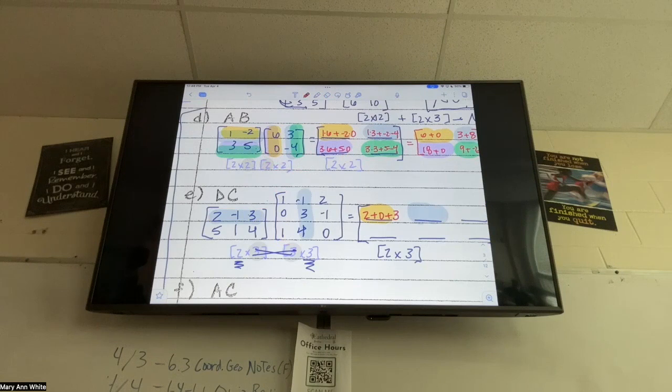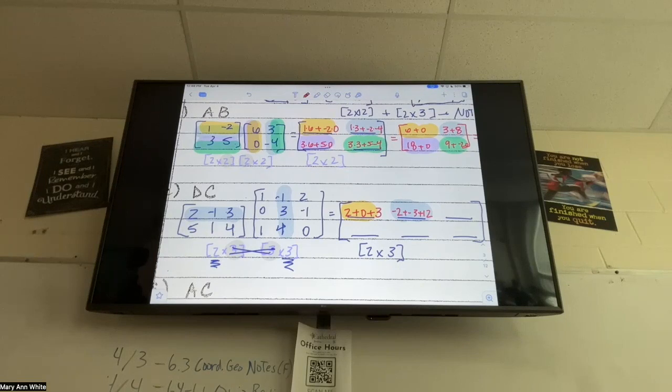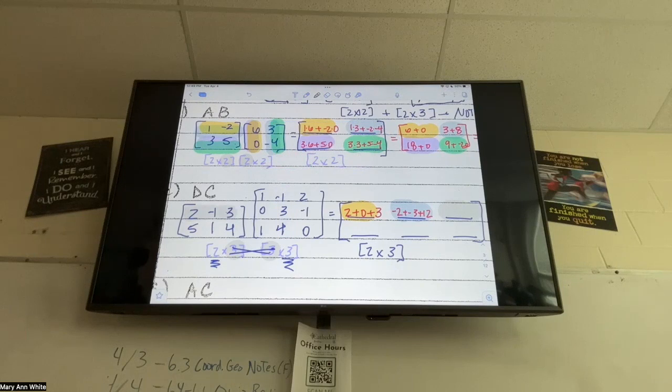So 2 times -1 is -2. -1 times 3 is plus -3, and then 3 times 4 is plus 12. I'll simplify that in a moment. Okay. Now, in order to get the first row, last column, I'm going to do first row, last column. 2 times 2 is going to be 4, plus -1 times -1 is 1, plus 3 times 0 is 0.